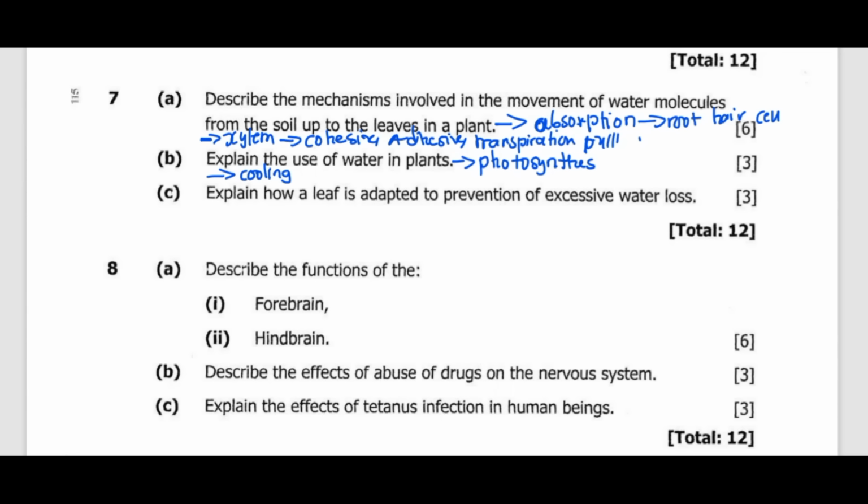Then for question C, explain how a leaf is adapted to prevention of excess water loss. The first one: some of the leaves have a thick wax cuticle layer. What this layer does is reduce the water loss. Then some of these plants, the way they are created, they shed their leaves.